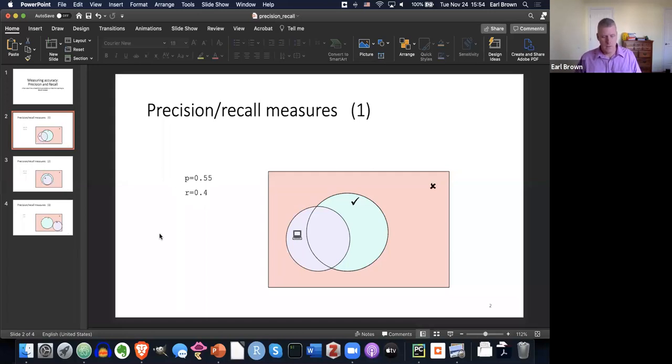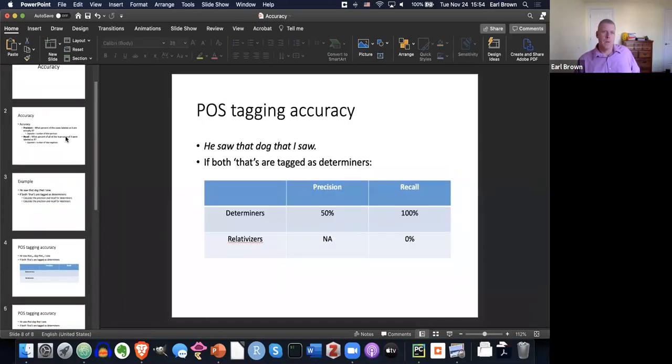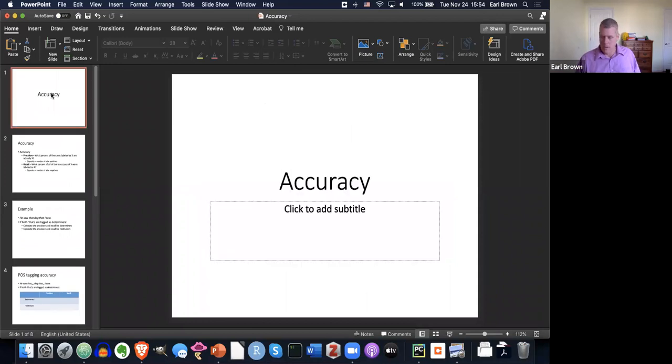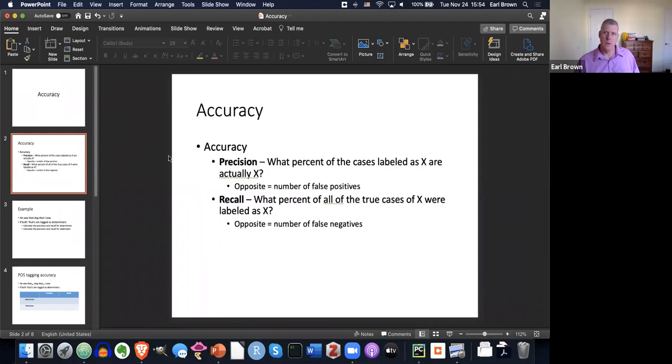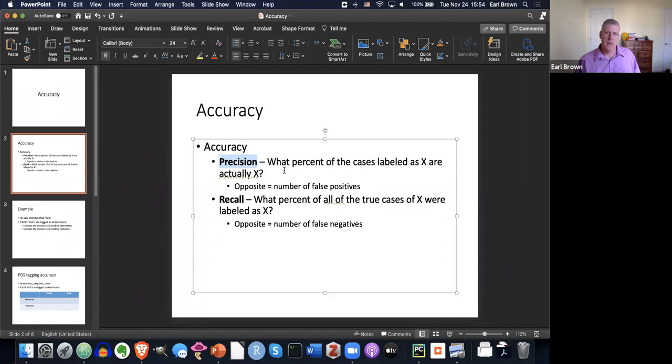Let's take a look at another PowerPoint. This PowerPoint comes from Jesse Egbert, who taught this class in the past. Here are some definitions that I just said verbally. Precision is what percent of the cases labeled as X actually are X. And recall is what percent of all of the true cases of X were actually labeled X, or were retrieved.